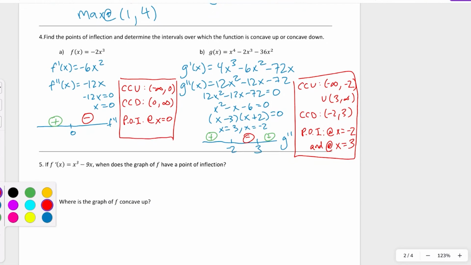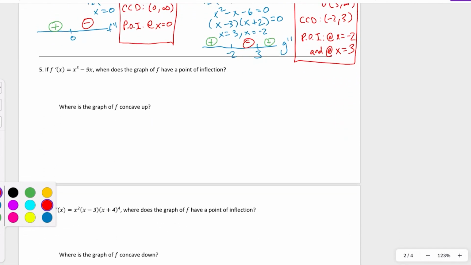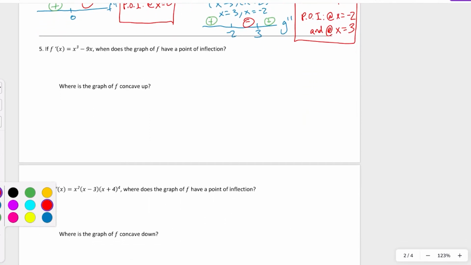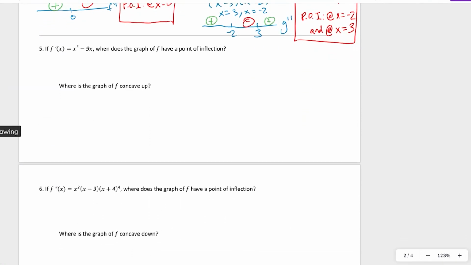Oh well. Number 5. When does this graph have a point of inflection? So we're going to approach this just like we did number 4. We're going to find the second derivative, we're going to create a sign chart, and we're going to look for the sign to change. So that is f prime. So f double prime is 3x squared minus 9.